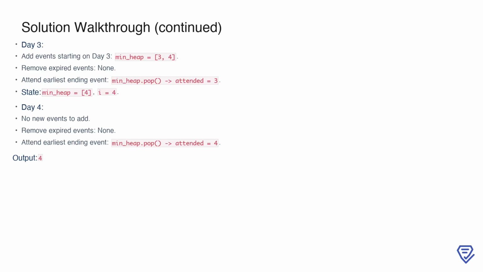On day 4, no new events are added to the heap. With no expired events, we attend the only remaining event in the heap, which ends on day 4. After popping it from the heap, attended increases to 4, and the heap is cleared.